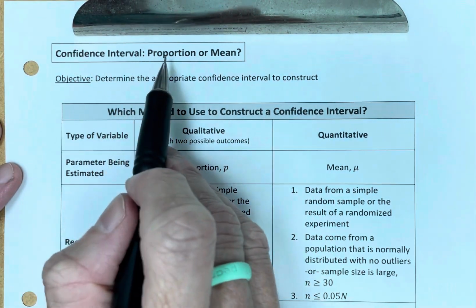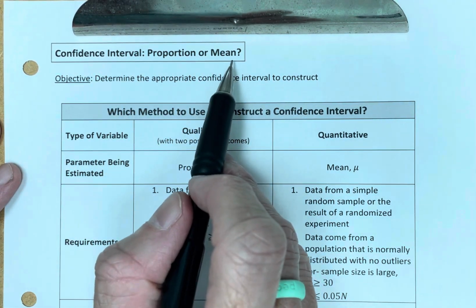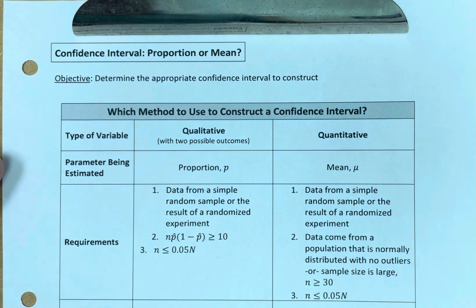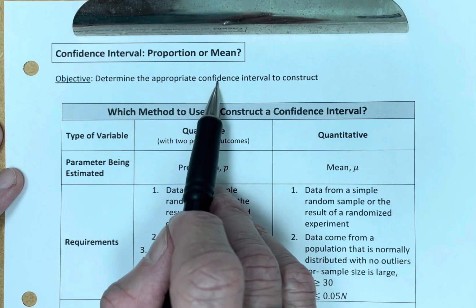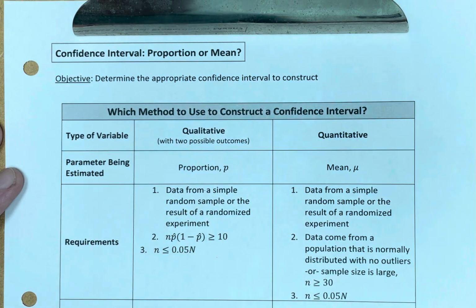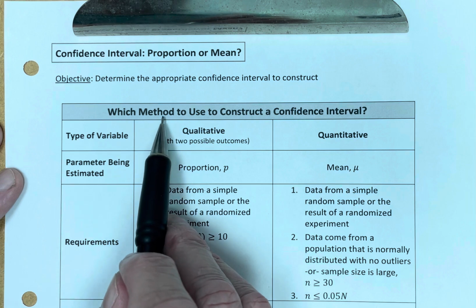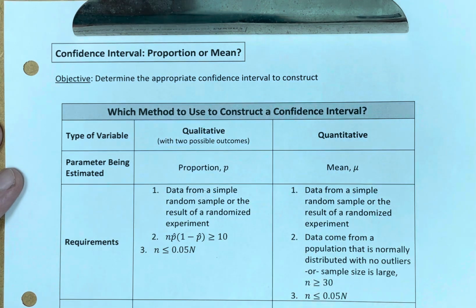Confidence interval, proportion or mean. We're going to recap briefly here, kind of put it all together in one chart. Our objective: determine the appropriate confidence interval to construct. Which method do we use to construct a confidence interval?